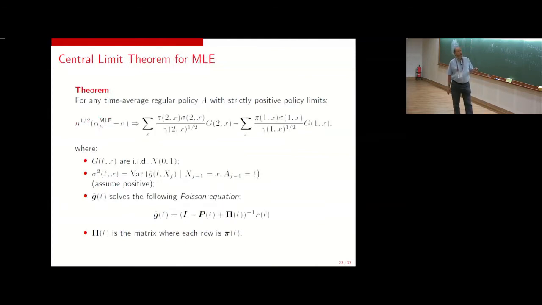So it turns out that for any time average regular policy with strictly positive policy limits, you can get a nice central limit theorem for the treatment effect. And here's what it is. It involves a normal random variable on the right-hand side. Well, not quite a standard normal random variable. You'll notice that the gamma I of x's are appearing here on the right-hand side.